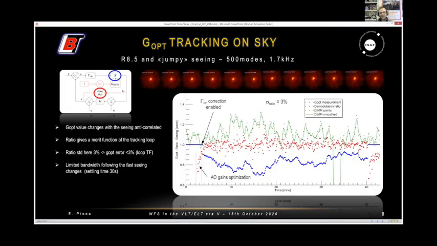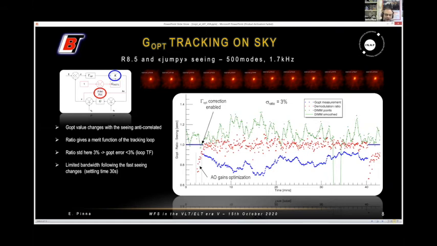So finally, we have some results. These are really fresh, from a few days ago, during the SOUL commissioning. What I show you here is the case on a bright star. In green, you have the seeing as measured by the DIMM along the line of sight. And then I report here two values, the blue one and the red one. The blue one is the geopt as it is measured, so the estimation measured and applied to the loop. And the red one is the ratio, the quantity that you want to keep at the value of one.